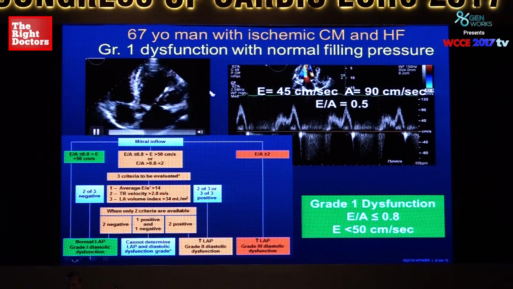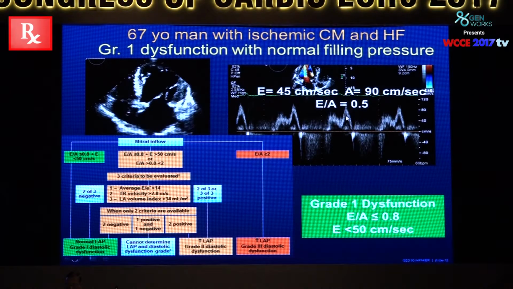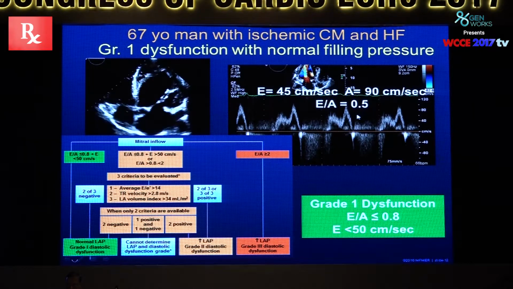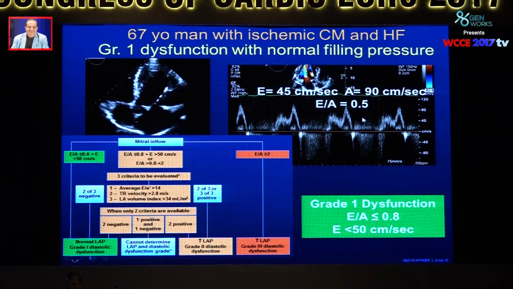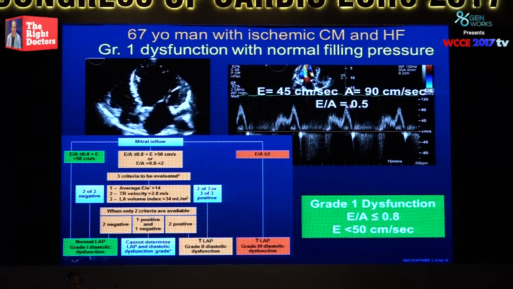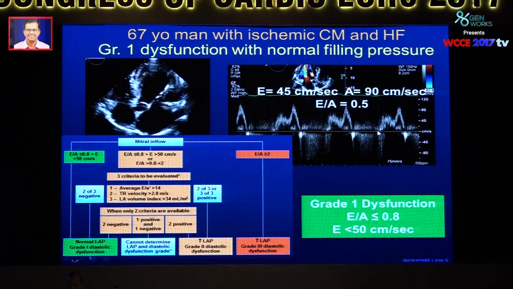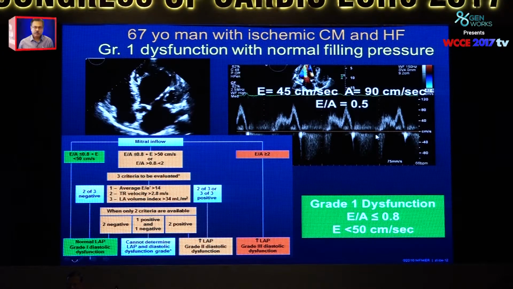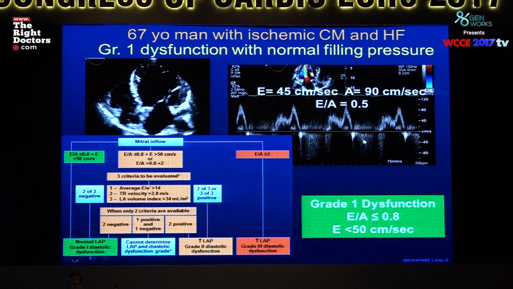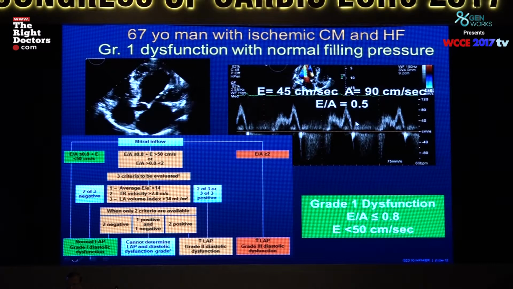67-year-old, EF about 25%. E velocity and A velocity, you see that the E/A ratio is 0.5, much less than 0.8. So whether you have a low EF or preserved EF, this particular pattern tells you this is an early diastolic dysfunction, or best diastolic dysfunction in the setting of known diastolic dysfunction, and has normal filling pressures. Okay, this is grade 1 diastolic dysfunction, as you see here.